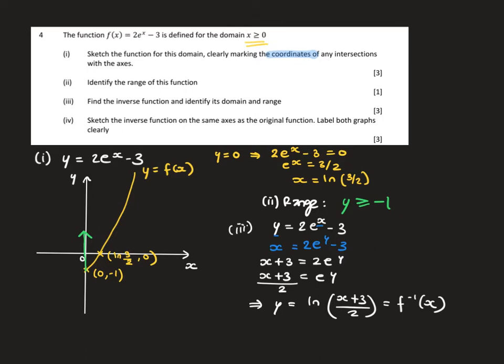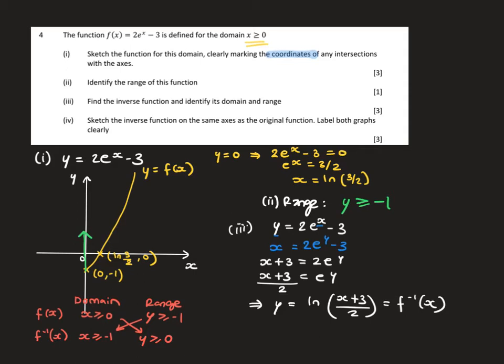Now, we need to identify the domain and range of this function. So what I like to do is to think about the function and the inverse together and then swap over the domain and the range. So f of x has a domain of x greater than or equal to 0 and a range, we were asked to find it, of y greater than or equal to -1. So the inverse function will have a domain which is x is greater than or equal to -1, and it will have a range of y is greater than or equal to 0.